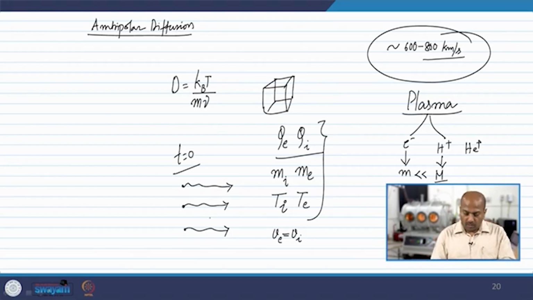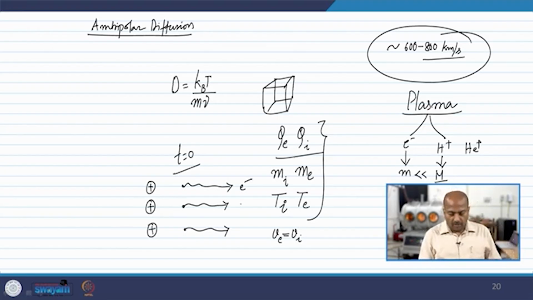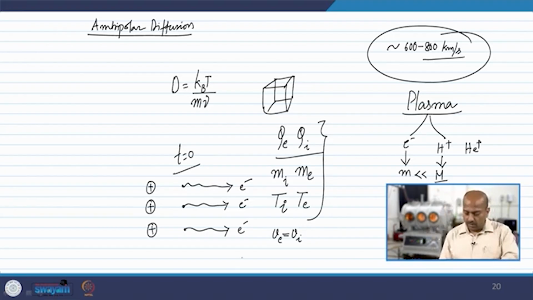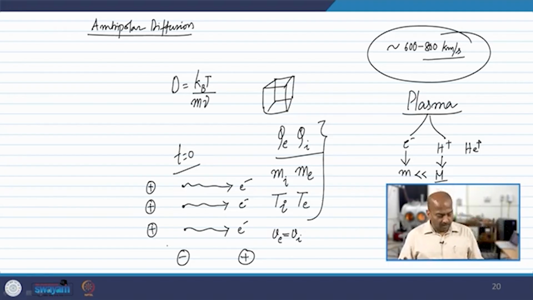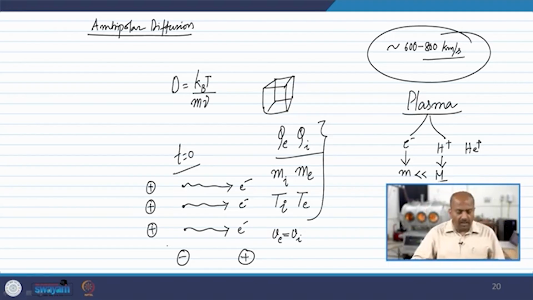So, electrons are moving ahead, ions are lagging here. Let us say this positive sign indicates the ions. So, electrons are moving away, the electric field is set up, and so this is now going to be positive and this is going to be negative. So, this is the electrons, the ions will be accelerated by the electric field. So, ultimately we can consider a steady state will be reached.